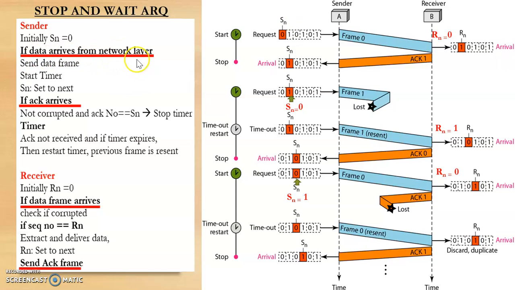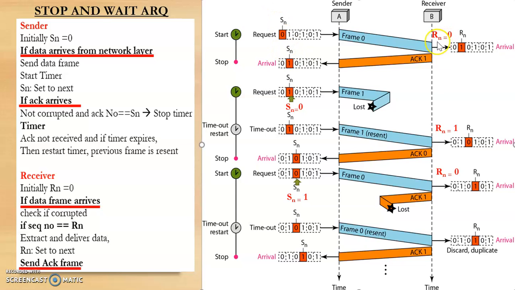Once the data arrives from the network layer at the data link layer, the frame with sequence number 0 will be sent, because Sn value is set to 0. Also after sending the frame, the sender will start the timer and the sequence number will be set to the next sequence number. Initially the sequence number was 0, so now it will be set to 1, which is the next sequence number.